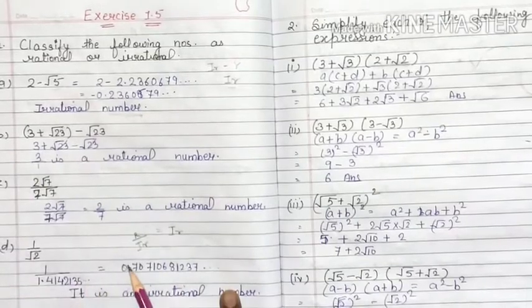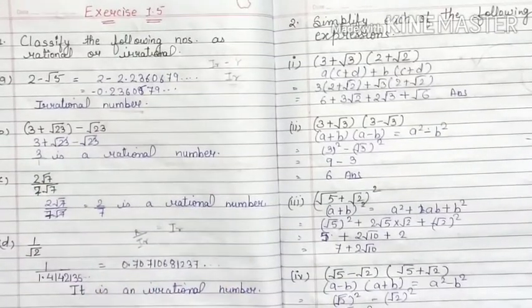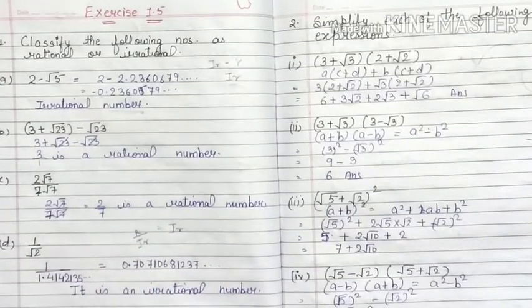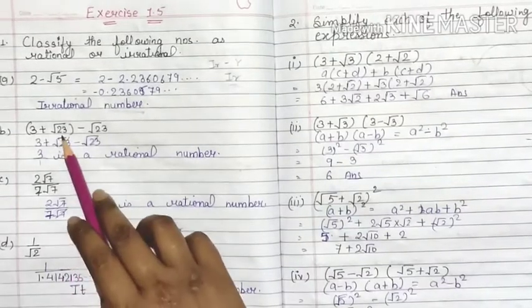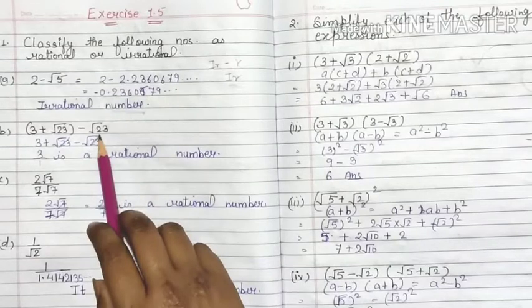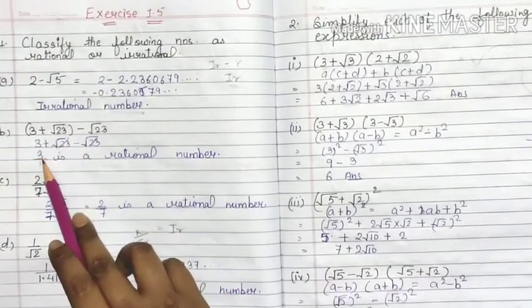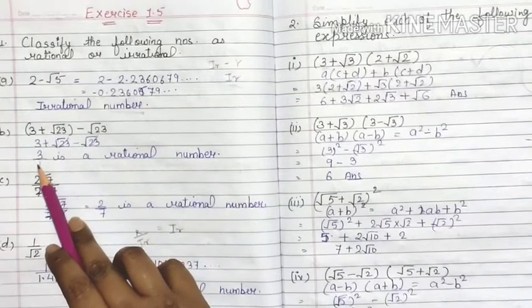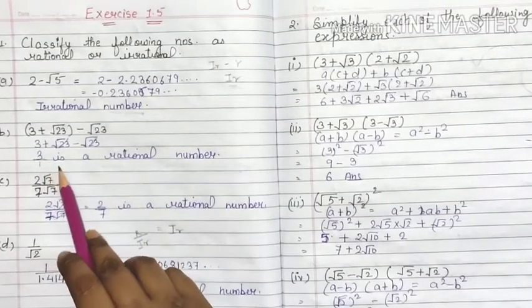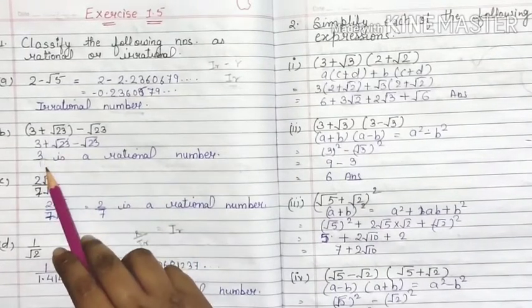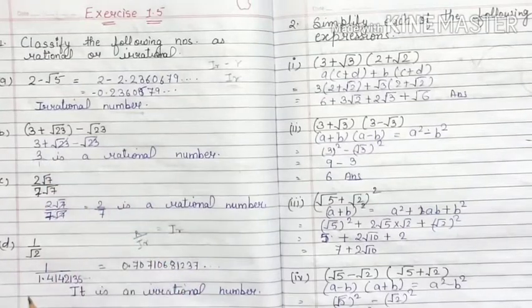B is 3 plus root 23 minus root 23. So, root 23 and minus root 23 will be cancelled. The answer is 3. 3 can be written as 3 by 1, so it is in the form p by q. The number is rational.